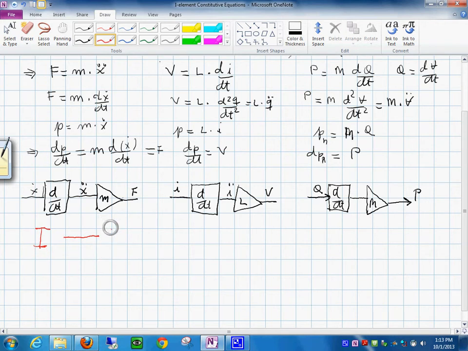The output is, of course, the effort variable. So I'll reverse the colors to make it a little interesting. So this is F in here, and what comes in here is x dot.